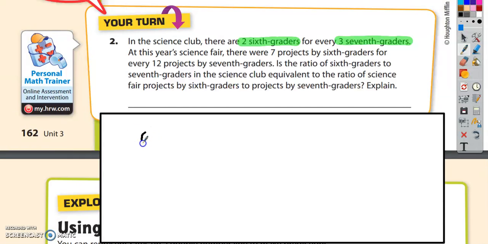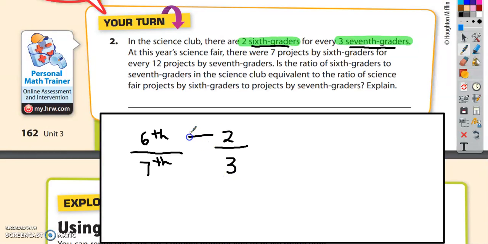Maybe what I'll do is put a label off to the side where I'm going to put my 6th graders first and my 7th graders second. The reason I chose 6th graders first is because that came first. Look at that term, 6th graders to 7th graders, and the ratio is 2 to 3. So there are 2 6th graders, notice I'm pointing, 2 6th graders for every 3 7th graders.